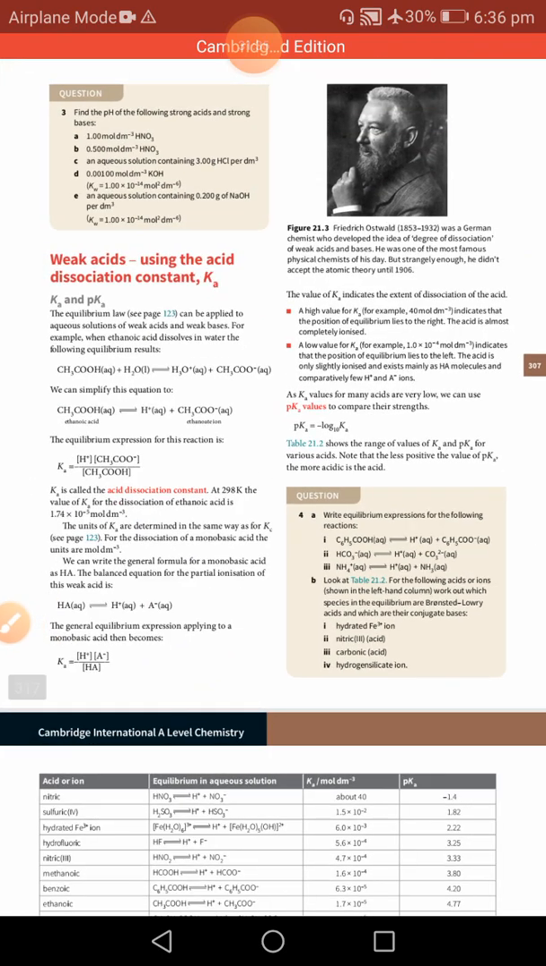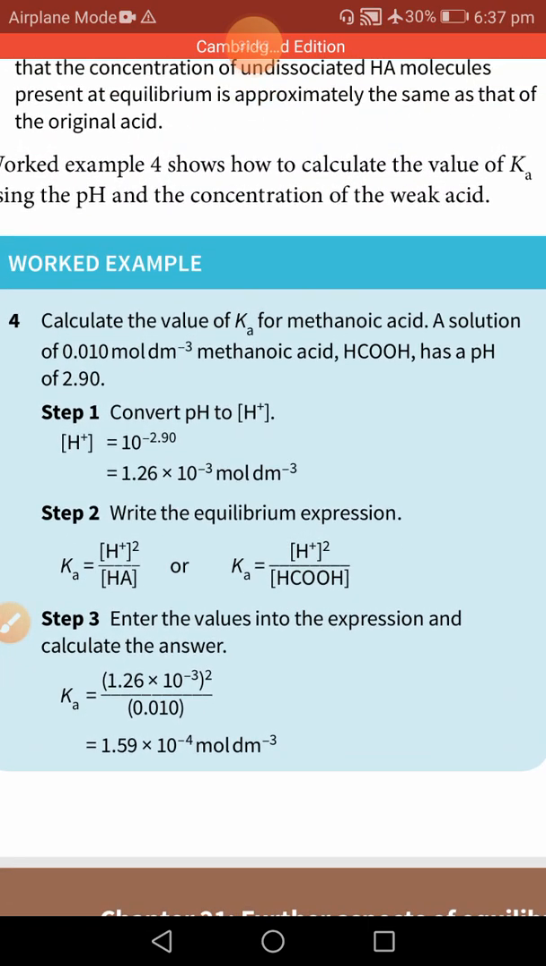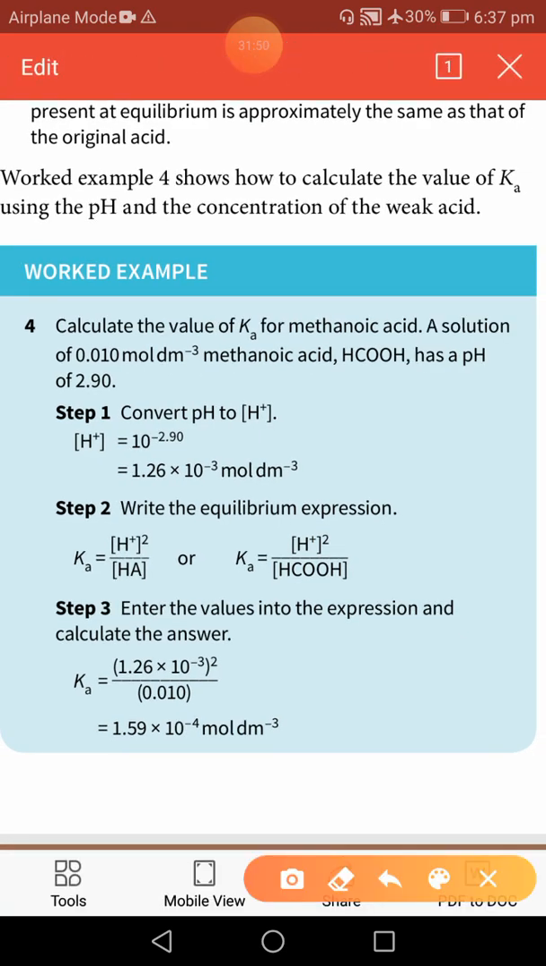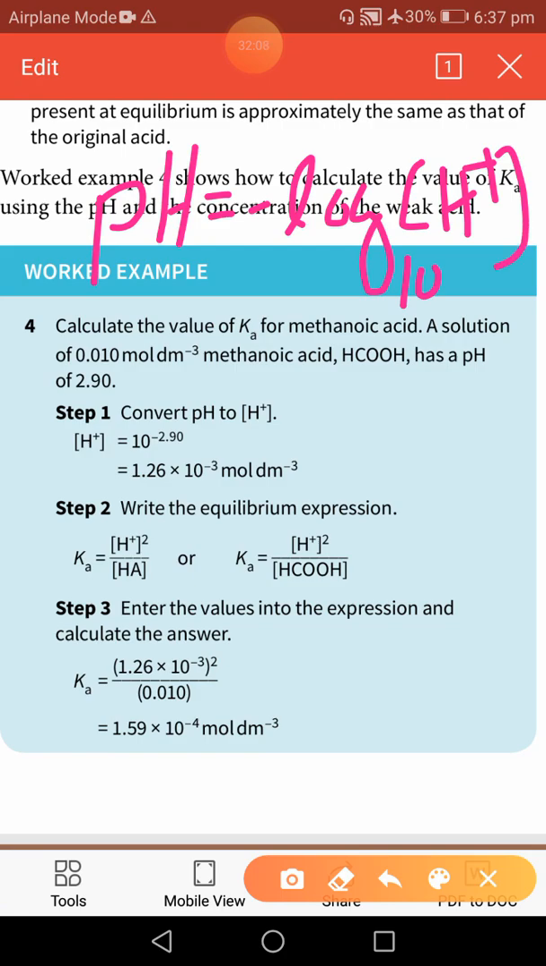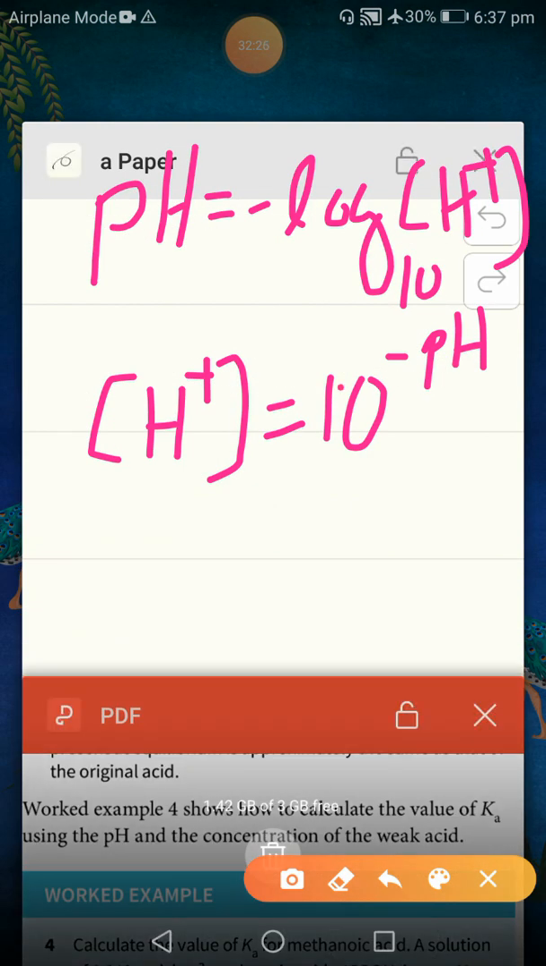Now same goes for weak acids. Let me tell you. Here they have told, find the value of Ka. Let's do this example. We know pH is equal to minus log with base 10 of the concentration of H plus. So what is the concentration of H plus? Just remember the logarithmic conversion that I taught a few moments ago. Concentration of H plus would be 10 to the power minus pH.